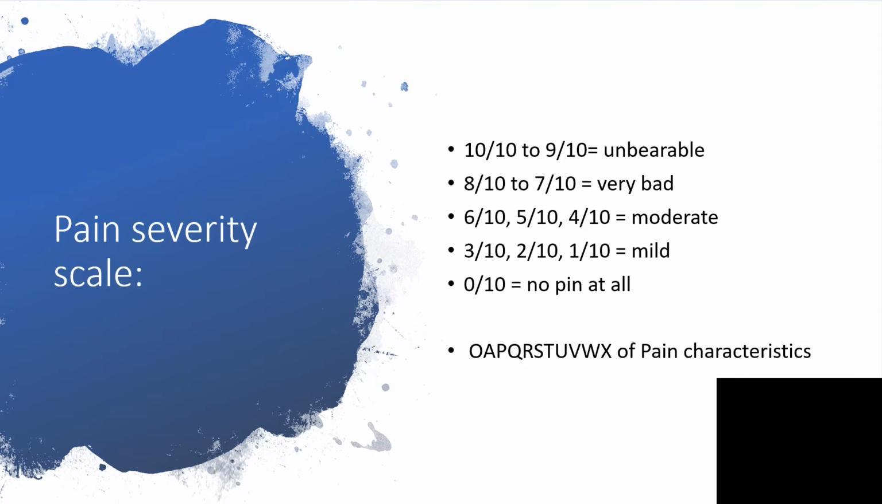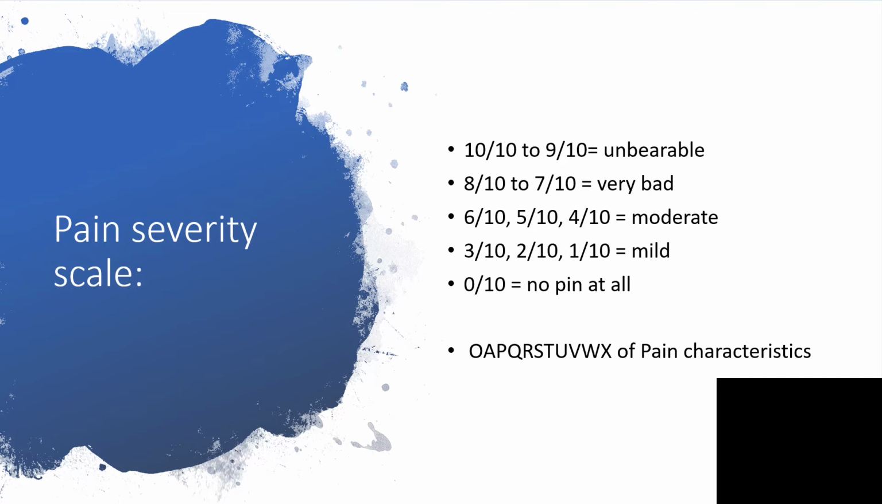Pain severity is very important here. When you ask the patient to tell you how severe the pain is on a scale of 0 to 10, with 10 being the worst, if the patient says 9 to 10 over 10, that means the pain is unbearable. Sometimes they may tell you it's between 7 and 8, that's very bad. But if they say 4, 5, or 6, that's moderate. And anything between 1 to 3 is mild. If they say 0, then that means no pain at all.